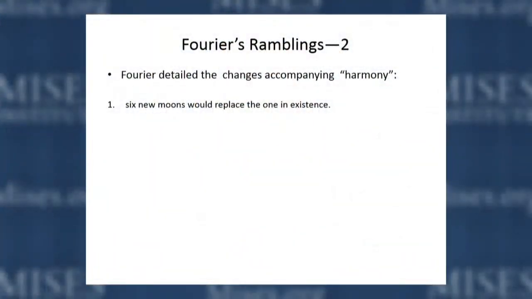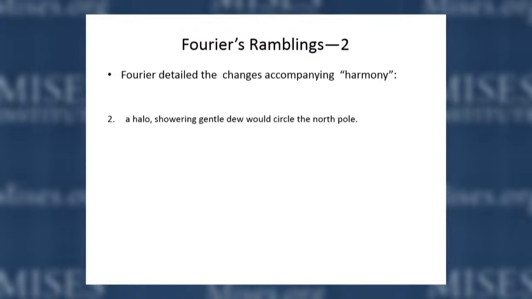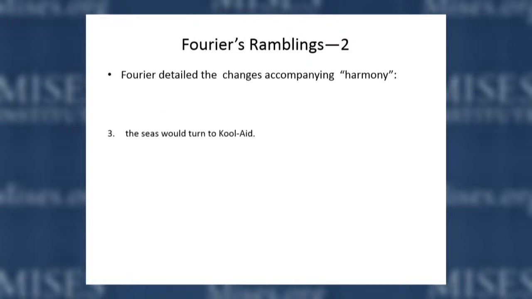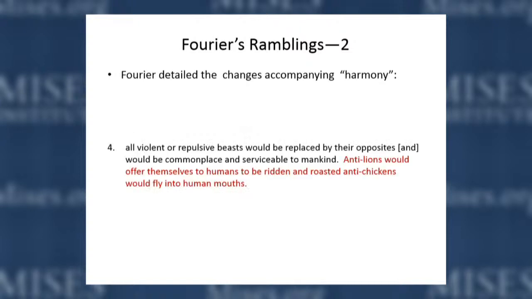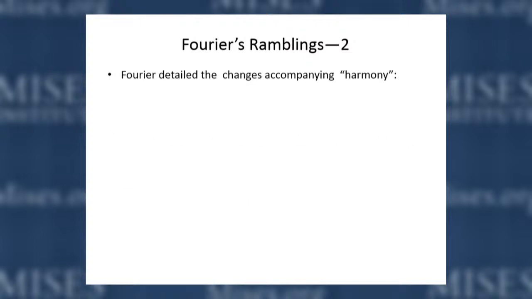There were some other things that he said, they're just too funny to pass up. In this stage, 6 new moons would replace the one in existence. A halo would appear around the North Pole, above it. The seas would turn to Kool-Aid. I don't think he used that word, but some kind of fruit juice, we'll say. All violent and repulsive beasts would be replaced by their opposites. So you'd have an anti-lion, and you'd have an anti-chicken. The anti-chickens would roast themselves and immediately pop into your mouth when you're hungry. You could ride the lions and so on.